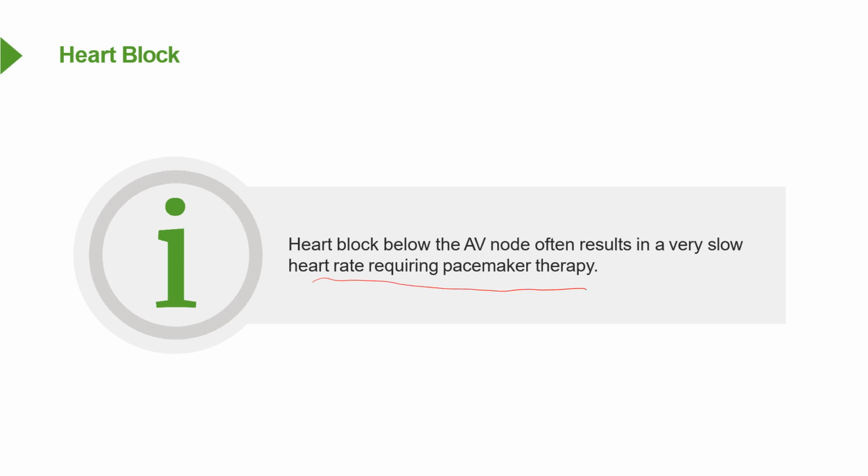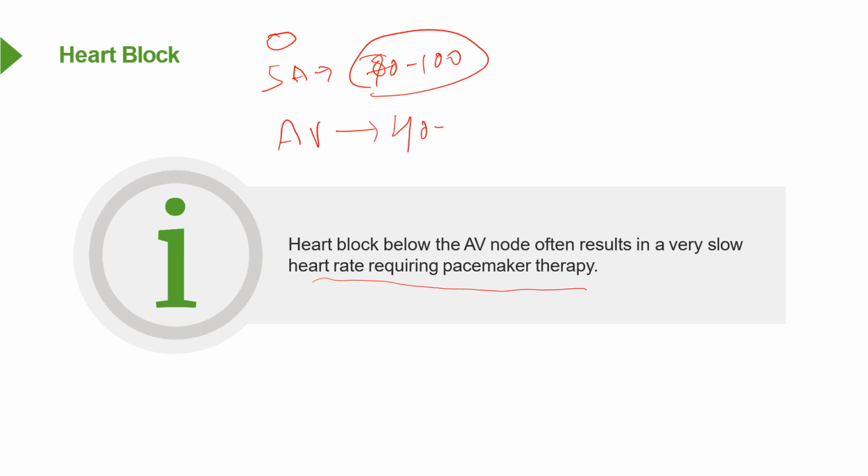So what is happening is that the SA node has a beat of approximately 70 to 100. The AV node has a beat of approximately 40 to 60. And the ventricular muscles have a beat of 40 or less than 40. Each and every muscle of the heart is made up of myocardium, and all of them can give you a beat.